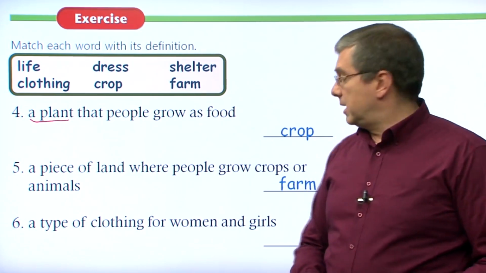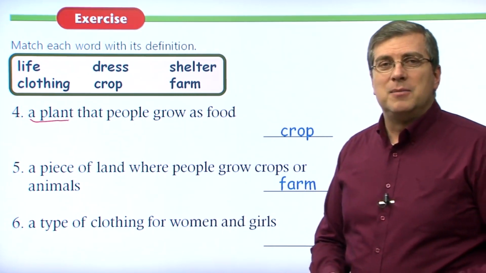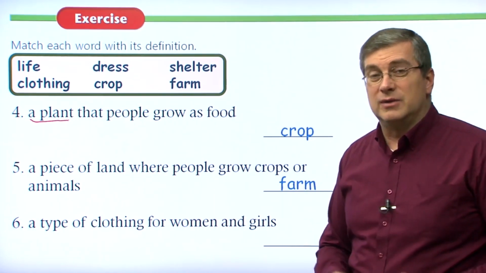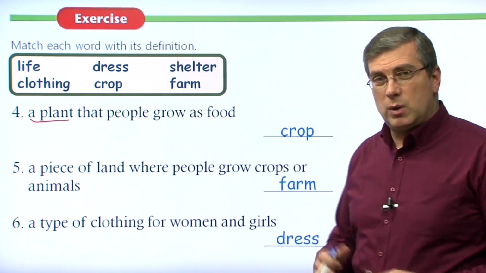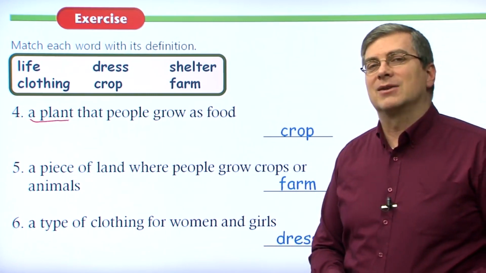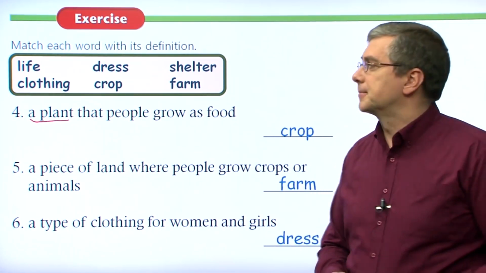Number 6. A type of clothing for women and girls. Remember we talked about this? A long time ago, women typically wore this type of clothing. That would be a dress. So women wore dresses much more commonly in the past. Okay, nowadays people wear t-shirts and jeans.